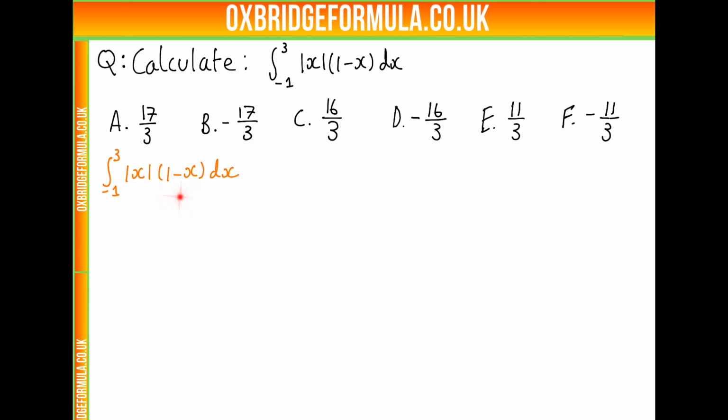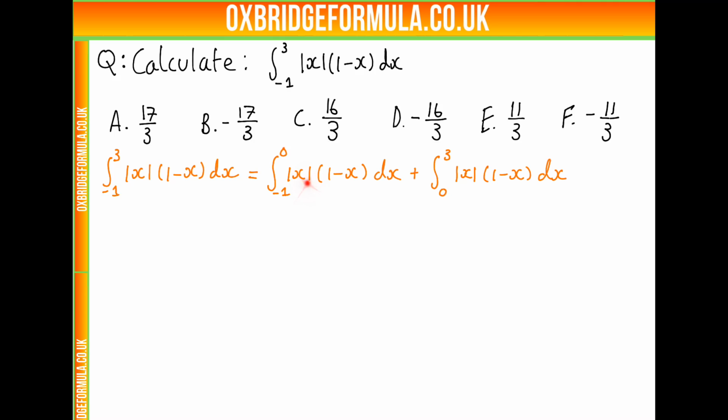So this here is the thing we've got to integrate. How do we do this? Well, it's not immediately obvious because we don't know how to integrate something with a mod x, and it's difficult. So what we're going to do is split this integral up into this. So instead of integrating from minus 1 to 3, we're going to integrate from minus 1 to 0 and then 0 to 3. Now, why is that?